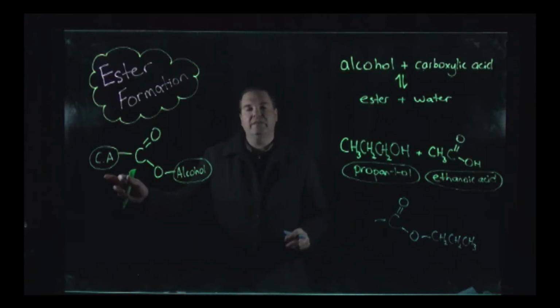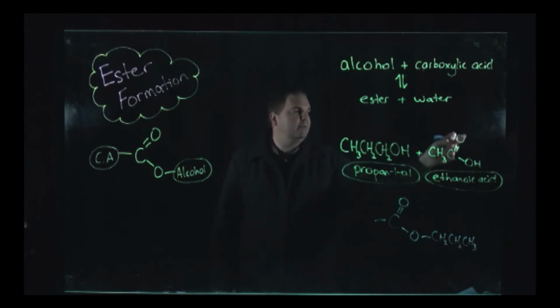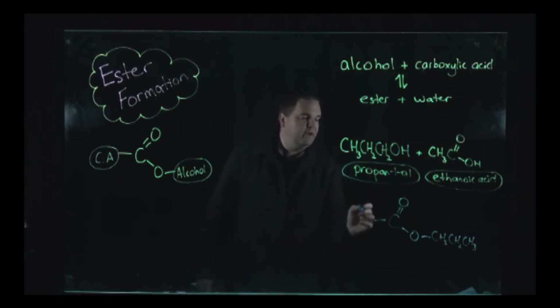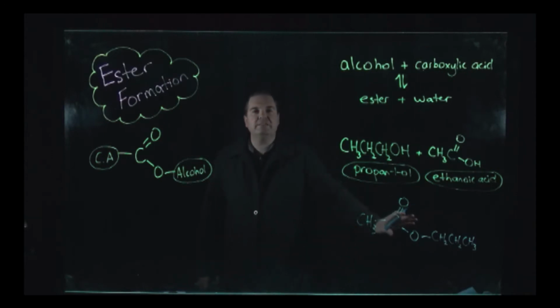And this part over here was the carboxylic acid part. So here's our carboxylic acid, there's the carbon double bond oxygen. Coming off of that, we've just got 1 CH3 group. So there's our ester.